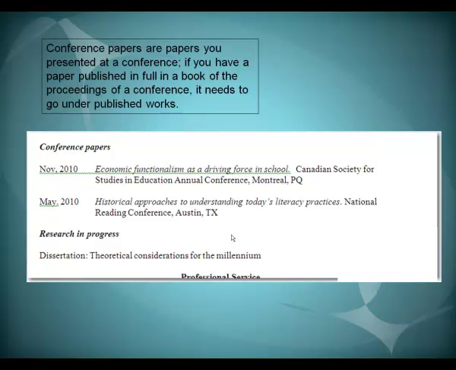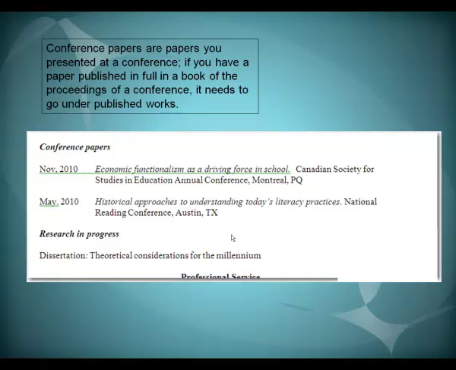But if, for example, you applied to AERA or CSSE, you sent in your abstract, you went to the conference, you gave your talk, you came home, you didn't do anything else with it, this is where it would go. It would go under conference papers. So here you can see in November 2010, I'm an academic did a paper called Economic Functionalism as a Driving Force in School. They gave that paper at the Canadian Society for Studies in Education annual conference in Montreal, Quebec. Now you'll notice here that I'm an academic did this work alone. If I'm an academic had co-authored, they put in front of Economic Functionalism with Becky Smith or whoever they co-authored that paper with, okay?